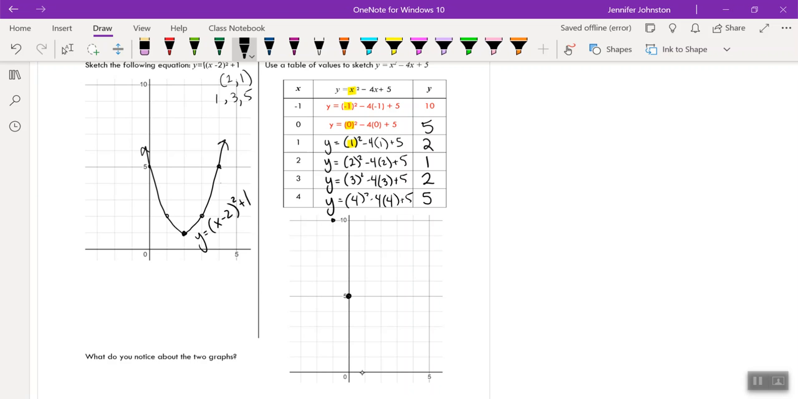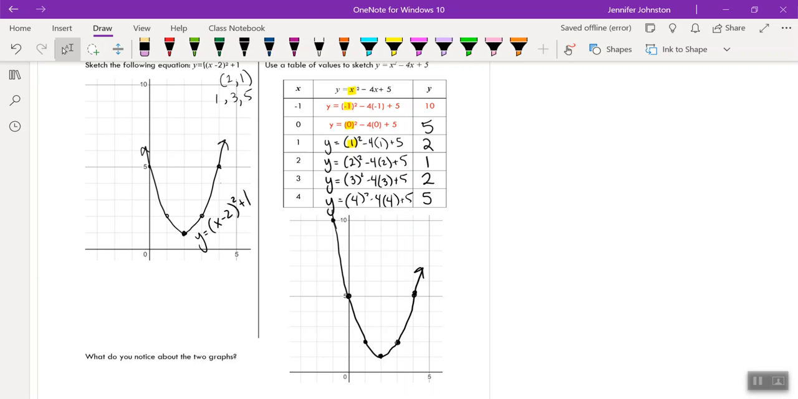Over 1 up 2. Over 2 up 1. Over 3 up 2. And over 4 up 5. Right, so we got this nice curve.